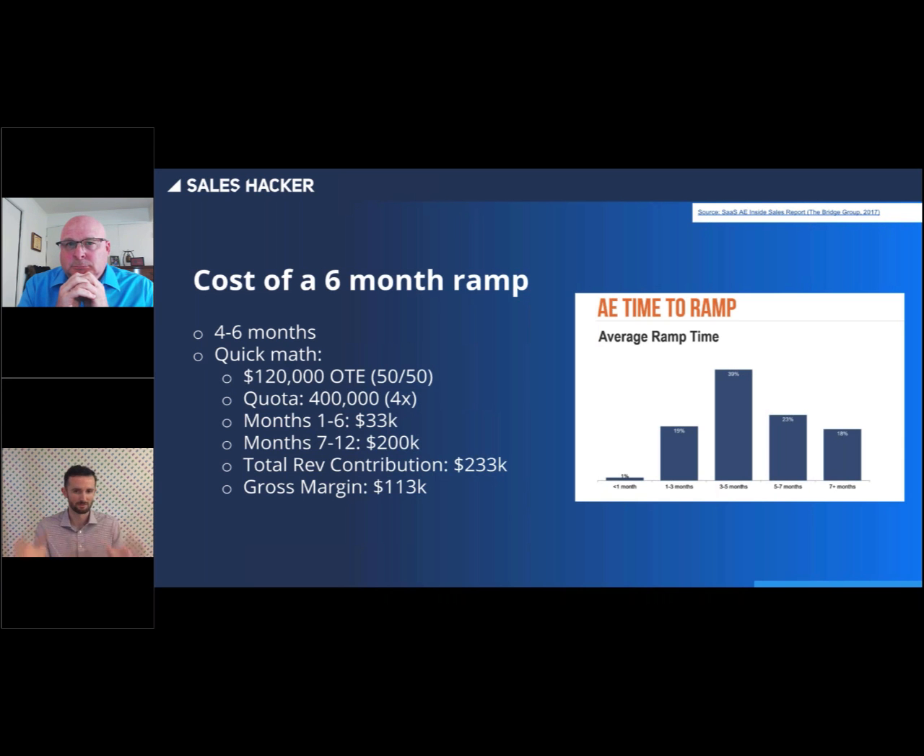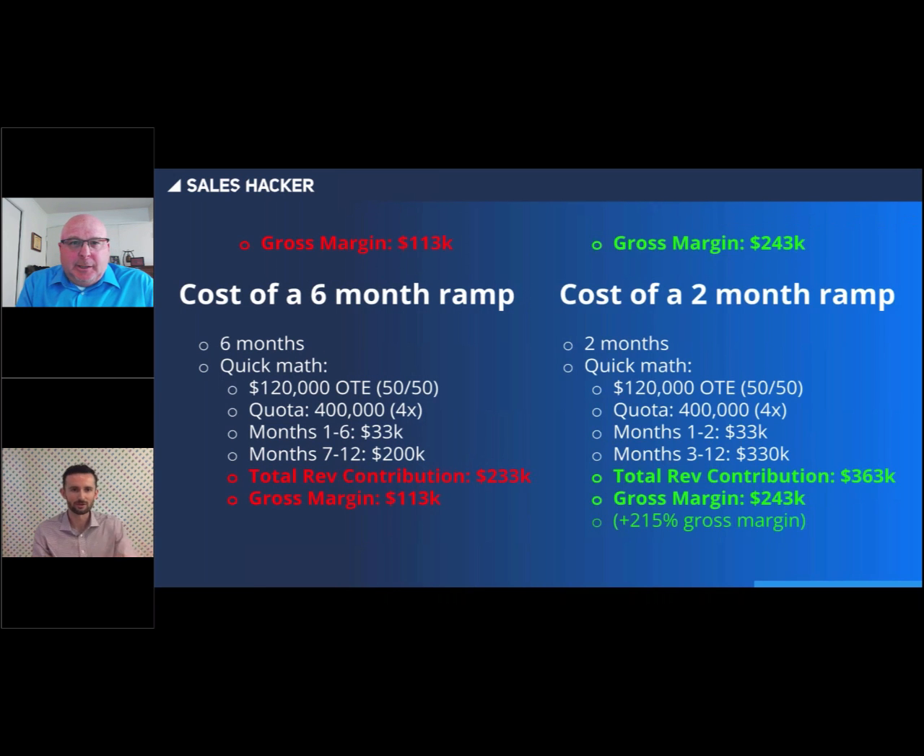But if I flip to the next slide, there's going to be a bunch of numbers, so I don't want to freak everybody out. I'm going to point out 2 things on the difference in gross margin for a rep that ramps in 6 months versus 2 months. Cool? So, what we just went through on the left side is 113K. Now, if we do that in 2 months, that rep is going to bring in that same 33K in 2 months' time. That's going to be a 330K contribution, a total revenue contribution of 363K, and a 215% increase on the gross margin. So that gross margin just went from 113K to 243K.